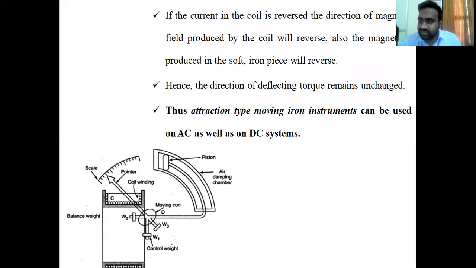So because of this supply reversal, magnetic field will be reversed and the moving iron will be reversed. So at that condition also, the deflection torque has to remain unchanged. So this type of attraction type moving iron instrument is mostly used in DC as well as in AC. So this is the first classification of attraction type moving iron instrument.